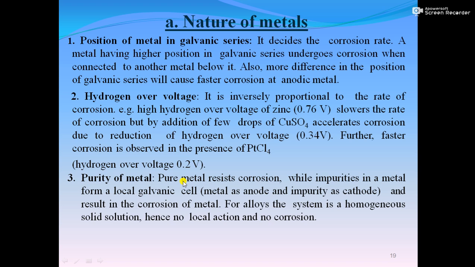Then the third is the purity of the metal. The purity of the metal is highly responsible for the rate of corrosion. The higher the purity of the metal, the lower the rate of corrosion. The reason is that if there is an impurity in the metal, then the impurity is going to work as a cathode or anode. In that case, due to the heterogeneity, there will be corrosion. So pure metal resists corrosion, while impurities in the metal form a local galvanic cell and result in corrosion of the metal. For alloys, the system is a homogeneous solid solution, has no local action and no corrosion.